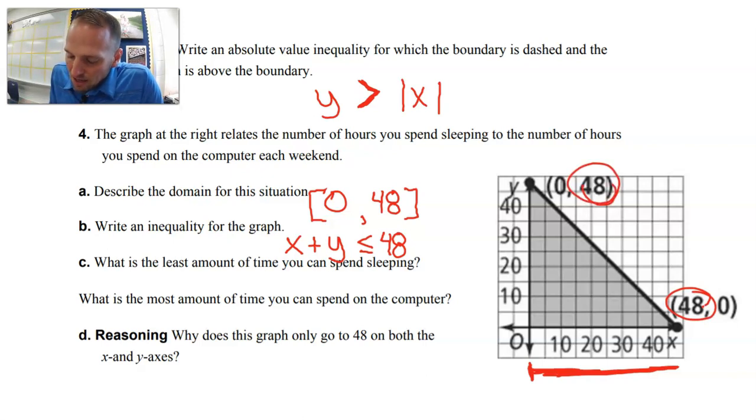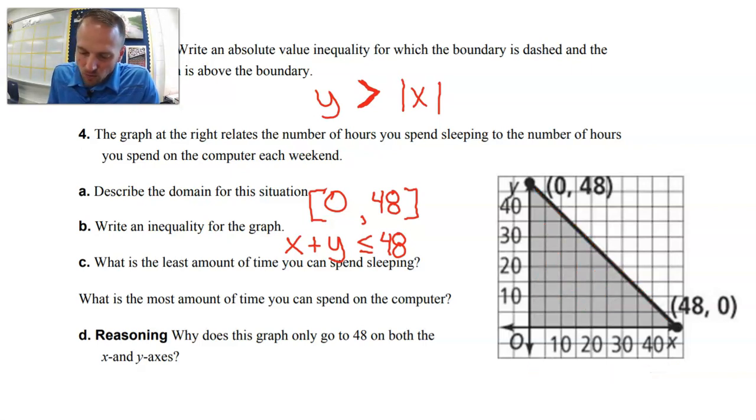and the 48 comes from there because it's 48 on both sides, both the x and the y, so we don't need to make it any more complicated. We can just use 48. And less than, because it's shaded below, and equal because it is solid. So that's the inequality. X plus y is less than or equal to 48.